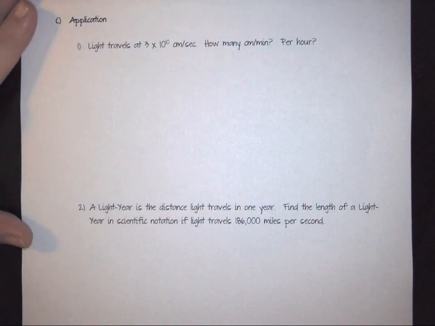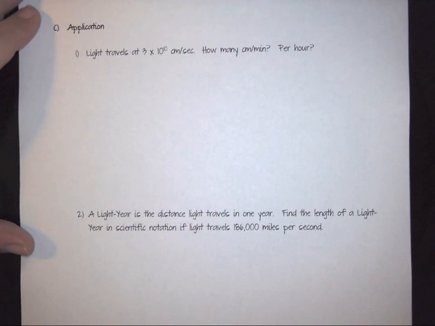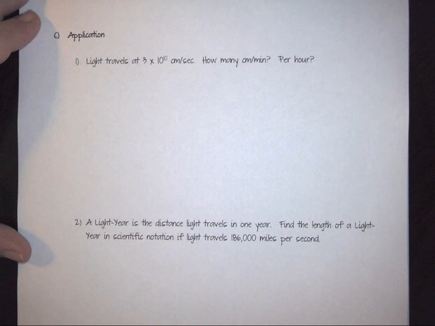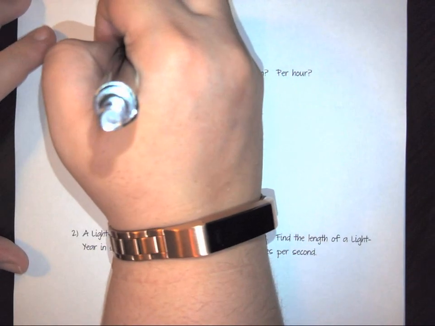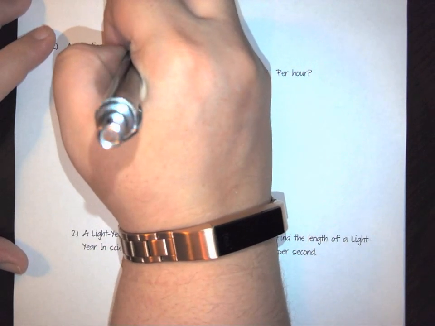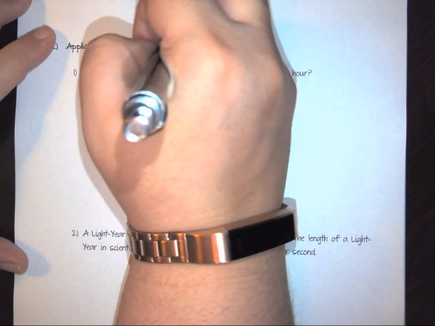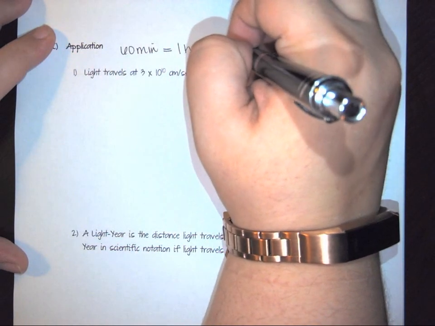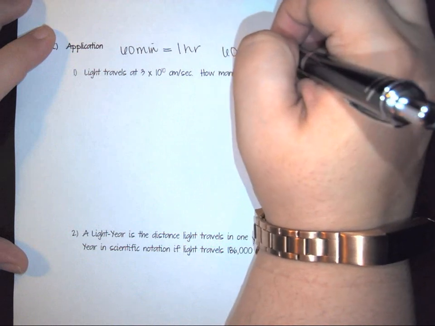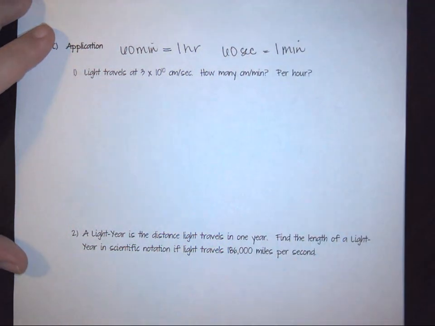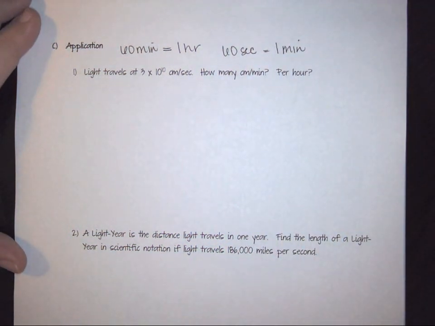So one thing that we have to remember is we have to remember your time conversions. So we have 60 minutes equals 1 hour, and we have 60 seconds equals 1 minute. We have to use that idea in order to do this problem.